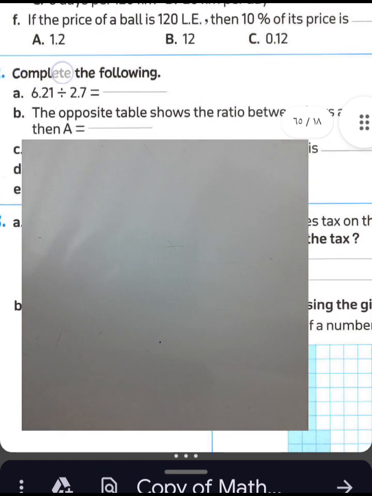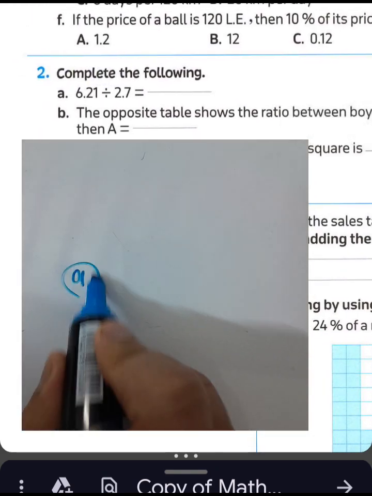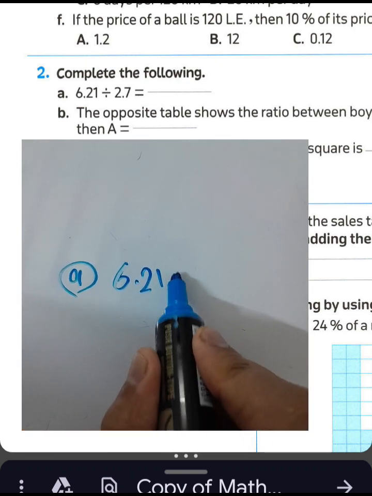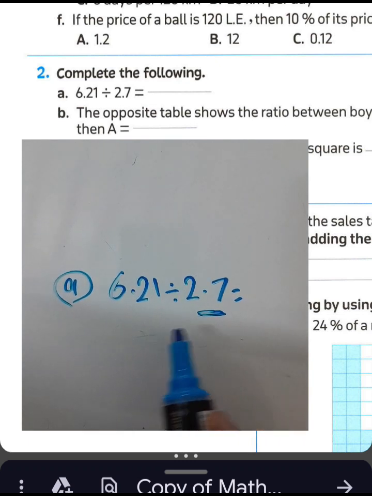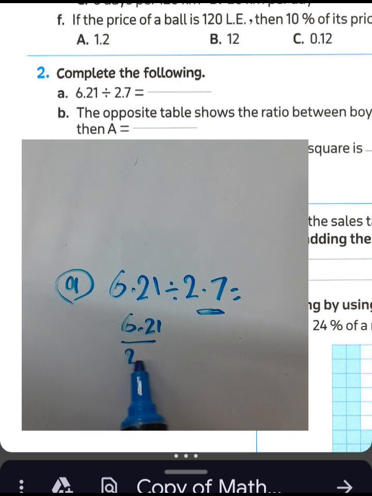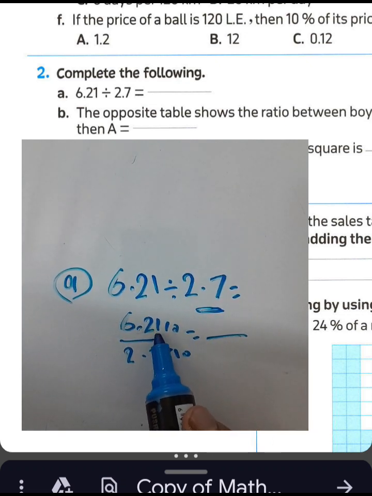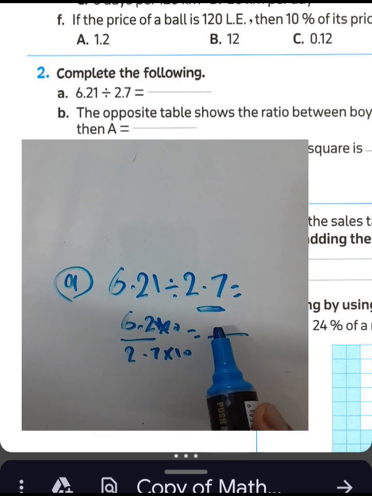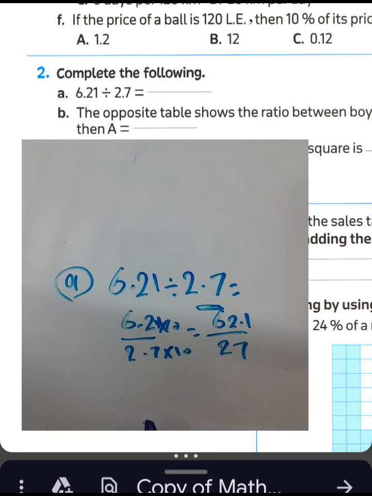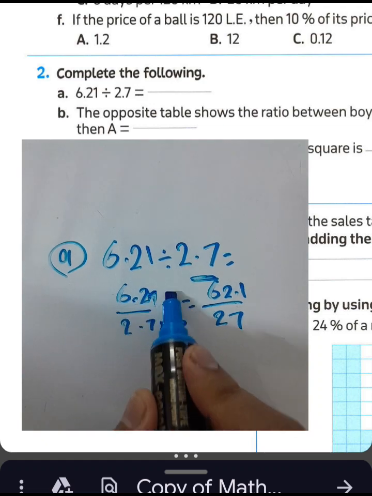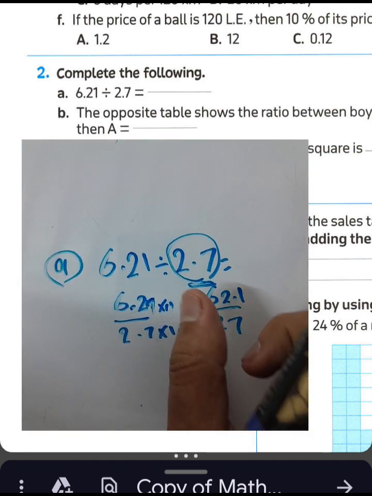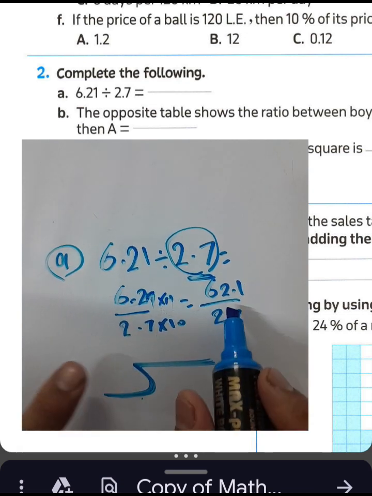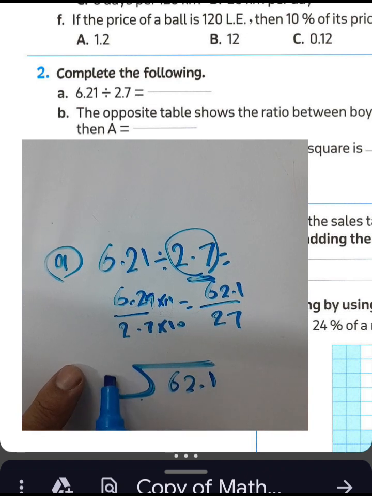Question number 2, complete letter E. 6.21 divided by 2.7 equals what? First step, you must convert the divisor from decimal to whole number by multiplying the numerator and denominator by 10. Write 6.21 over 2.7, multiply by 10 here and here. Move the point one place to the right, then the result will be 62.1 over 27. Because the divisor is decimal, you must multiply the numerator and denominator by 10, and then you can write the dividend 62.1 divided by 27.